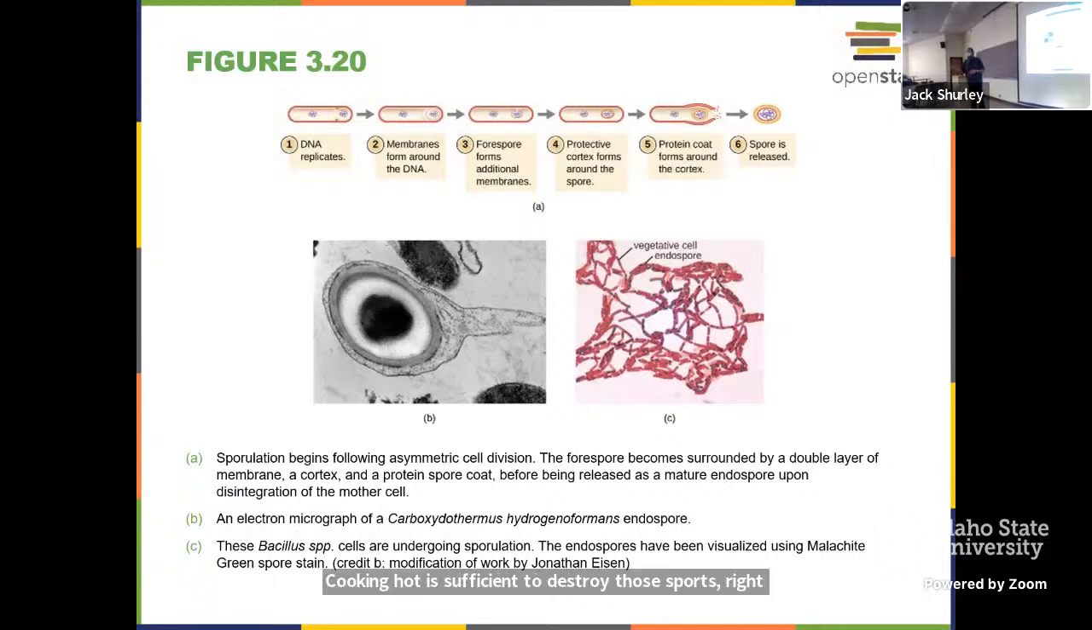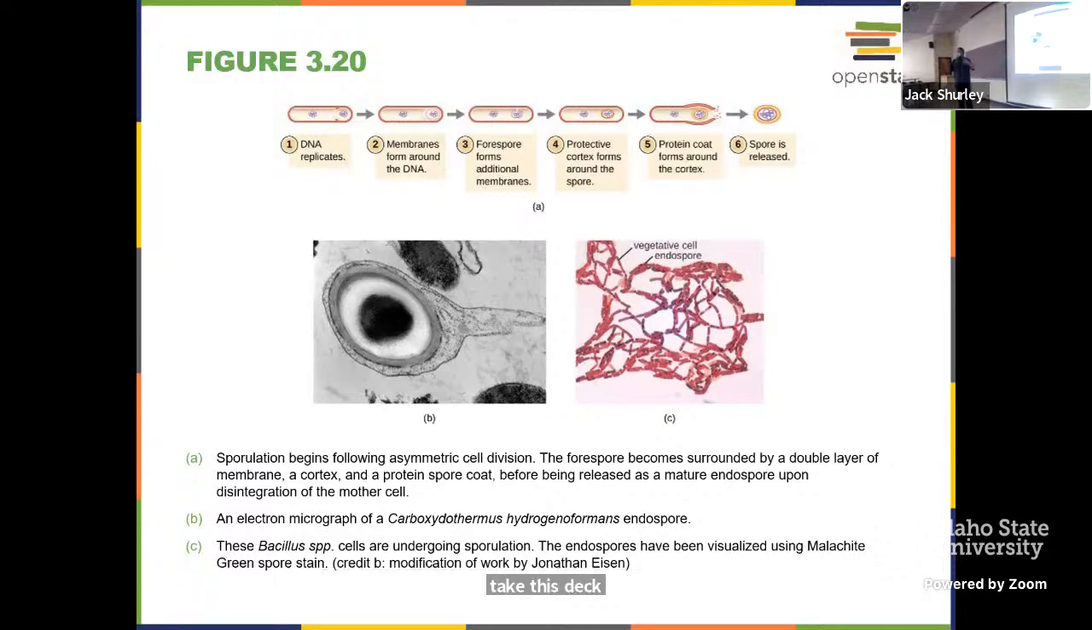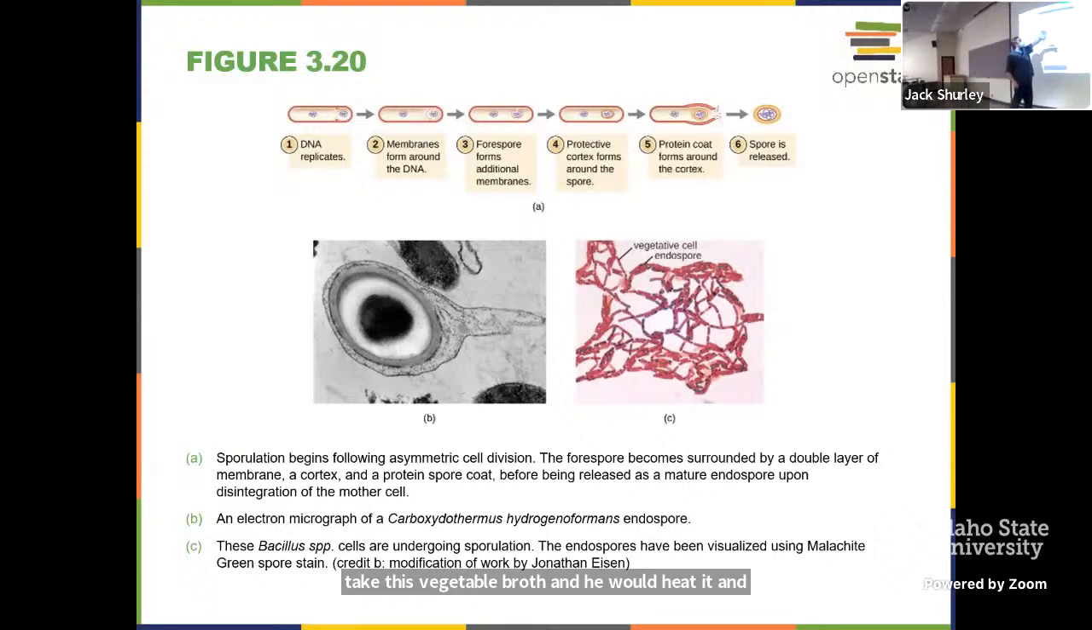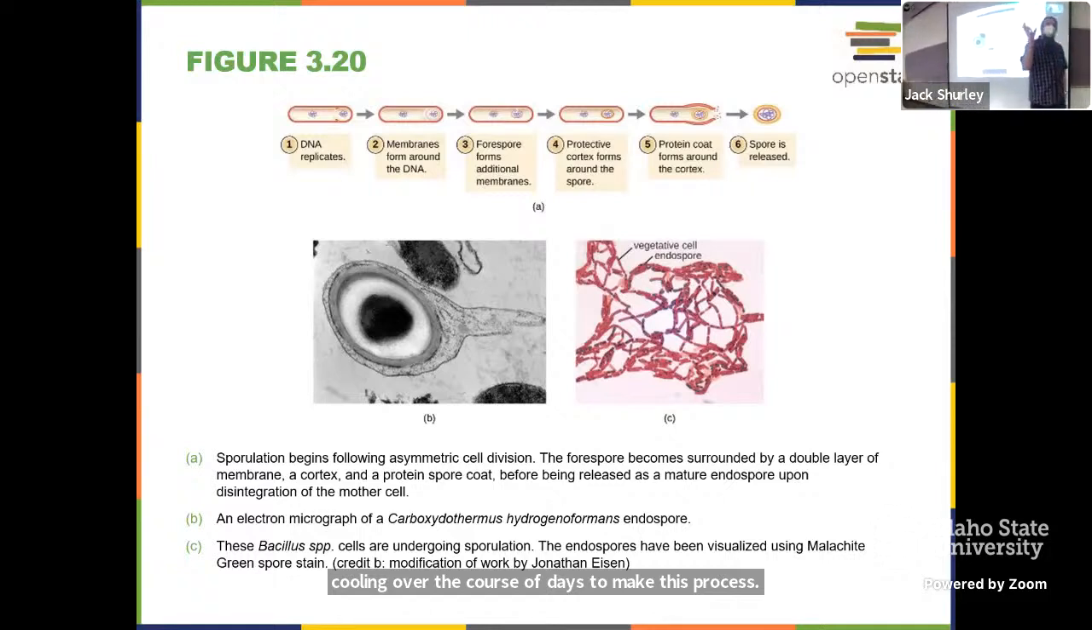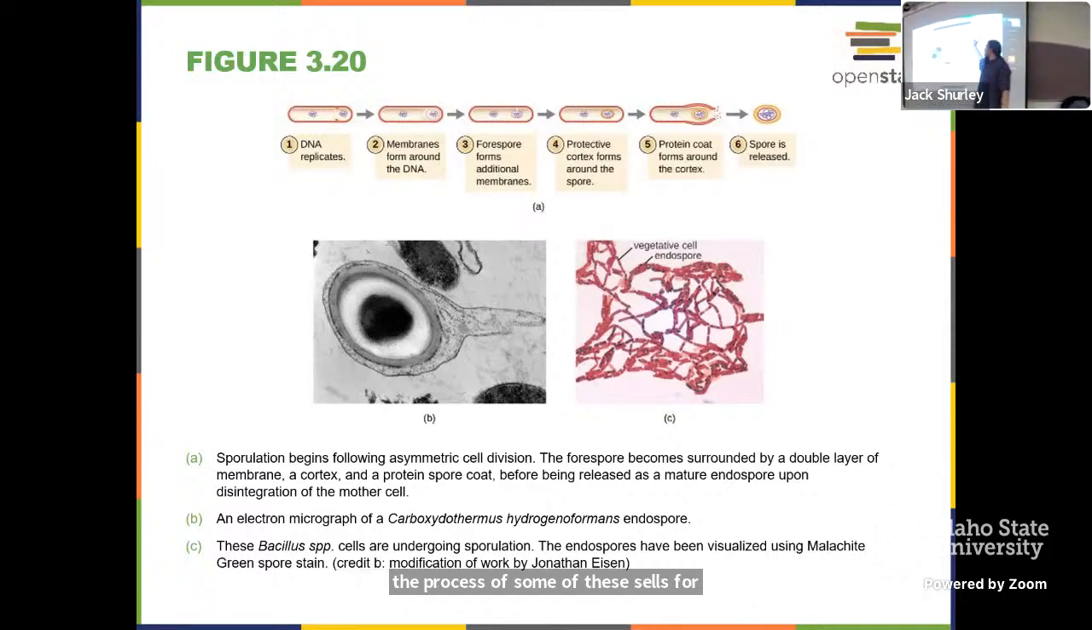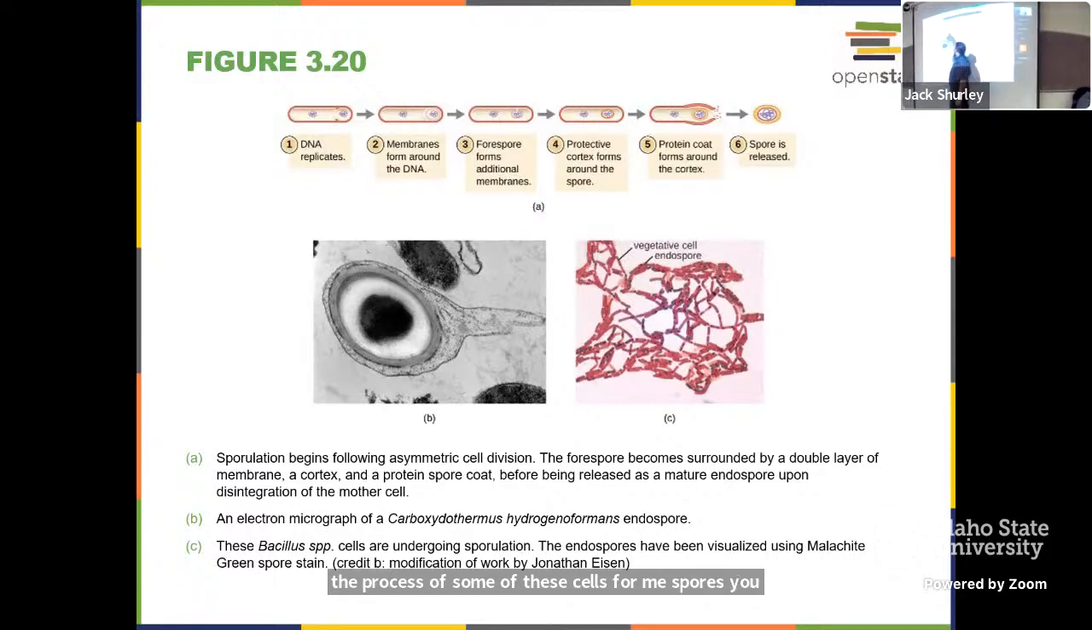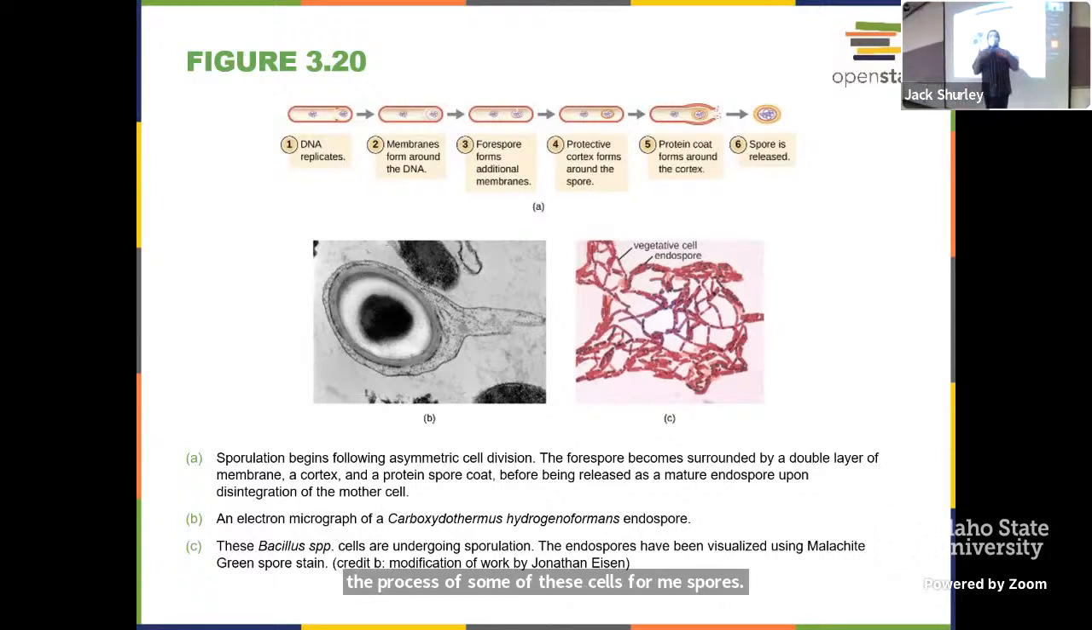So we mentioned Tyndall, who didn't have that opportunity, that process wasn't available. And so he would take this vegetable broth and he would heat it and cool it over the course of days to make this process go over and over and over, right? And in the process of some of these cells forming spores, you get some of them that aren't quite ready to do it, and the temperature kills them, right? They didn't have enough time to form a spore, but a few of them did.